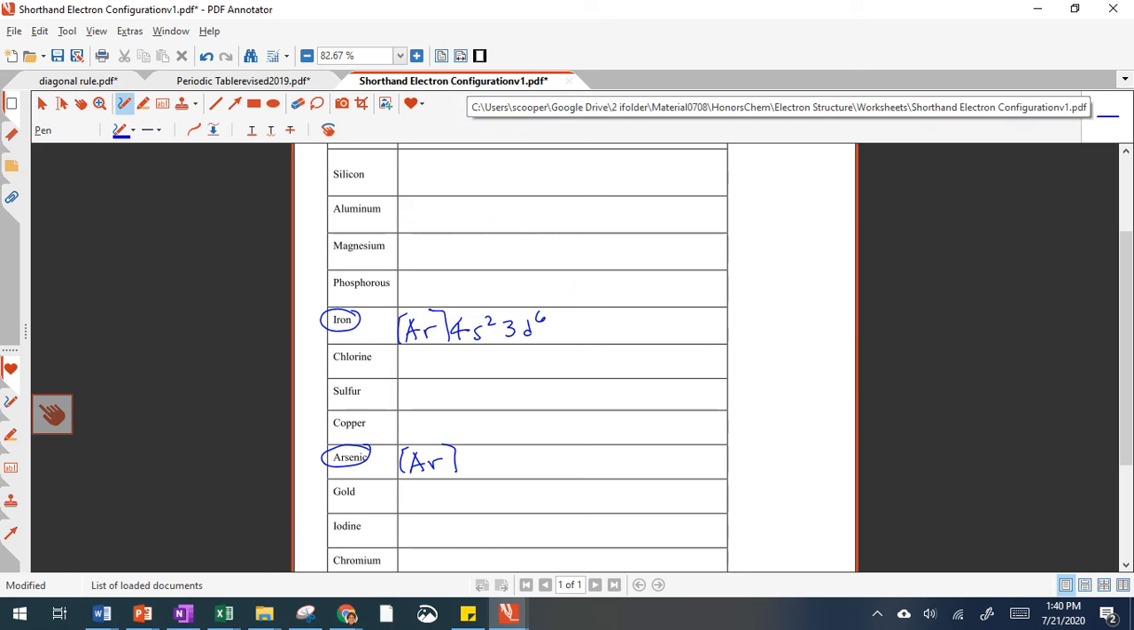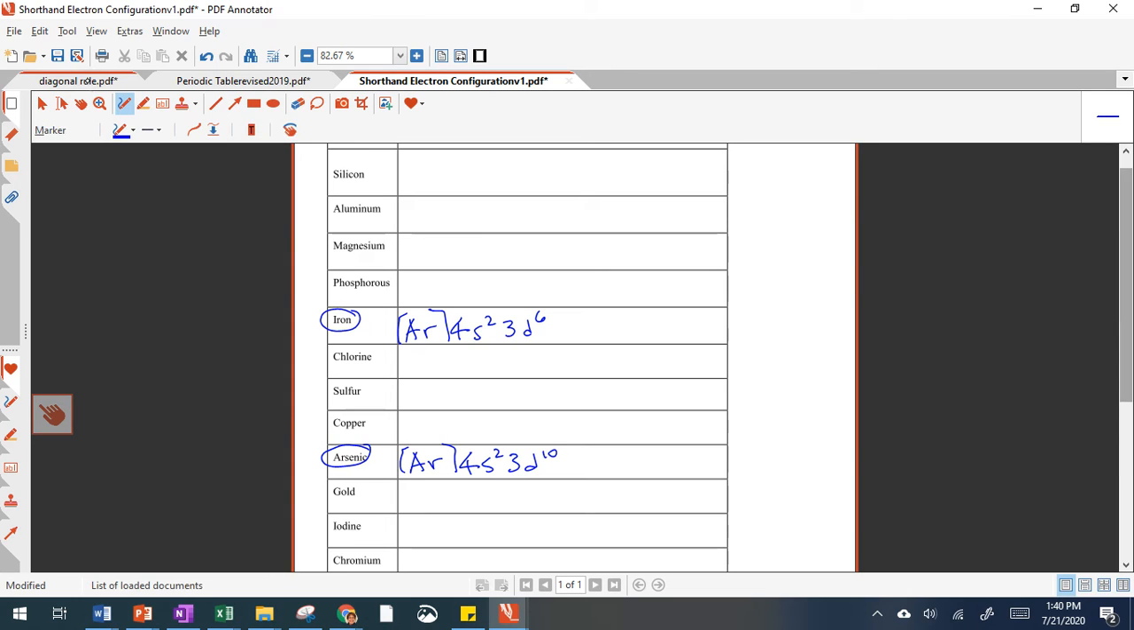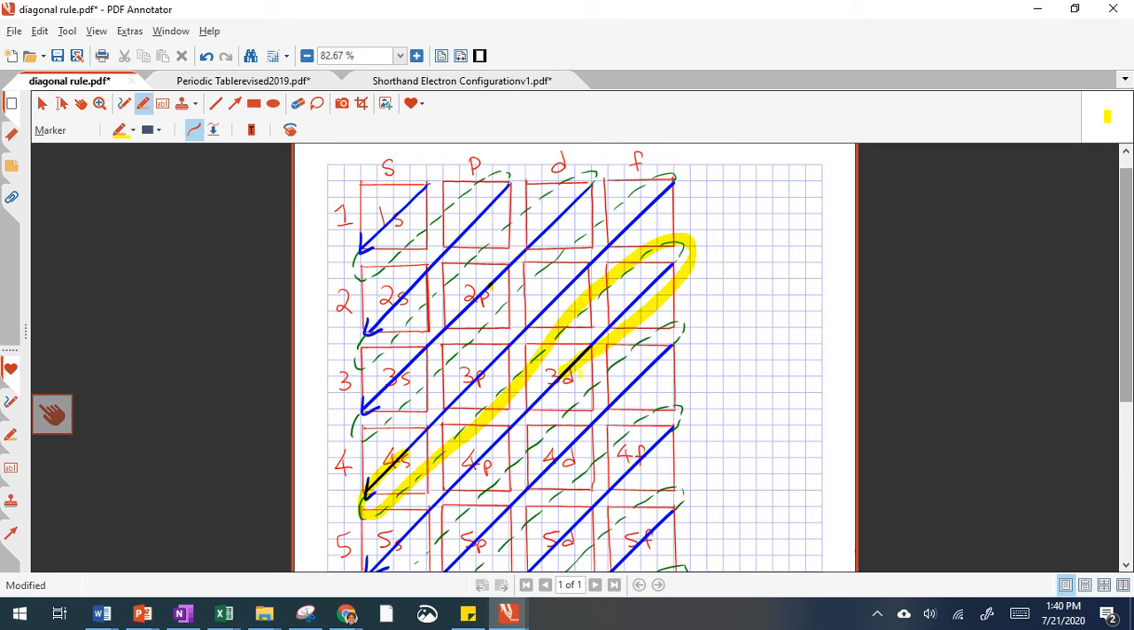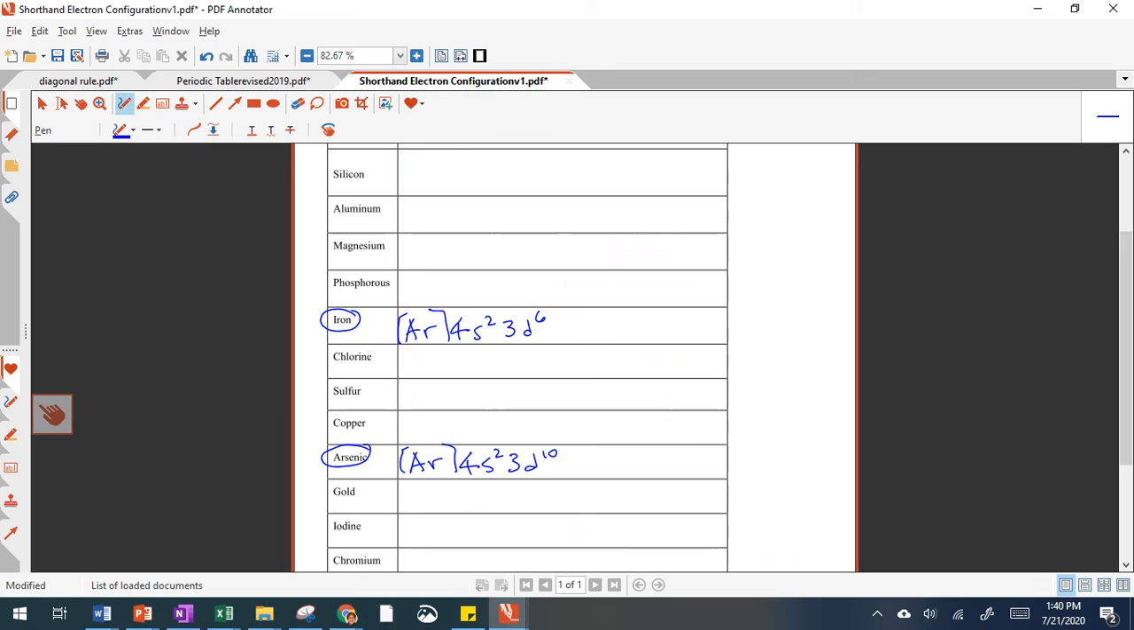So let's look at our diagonal rule. We're going to have 4s2, 3d10. This adds up to 12. We still have 3 more electrons. We look at our diagonal rule. What comes after 3d is 4p. We have 3 more electrons, so that's going to be 4p3.